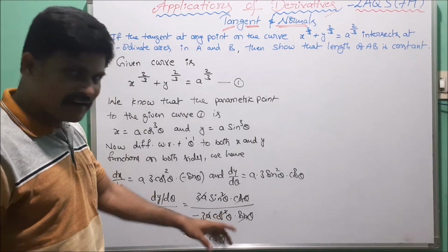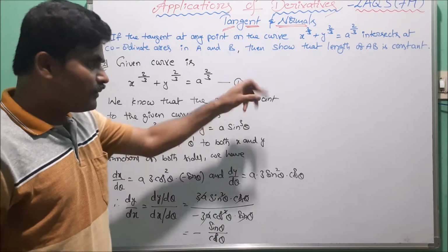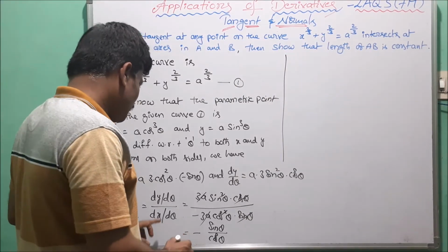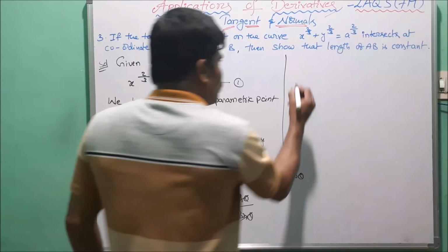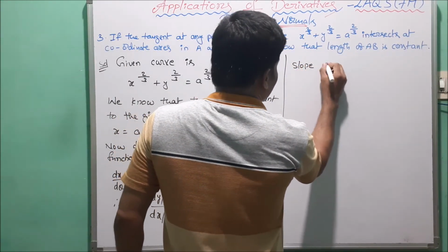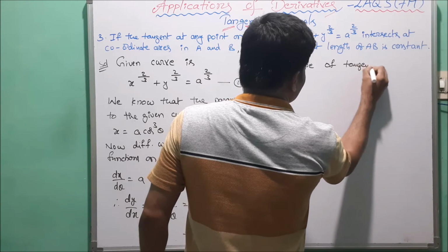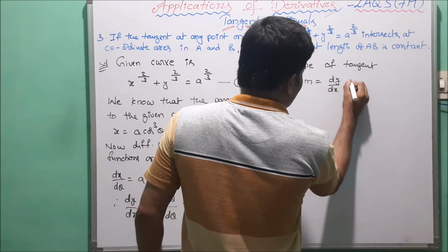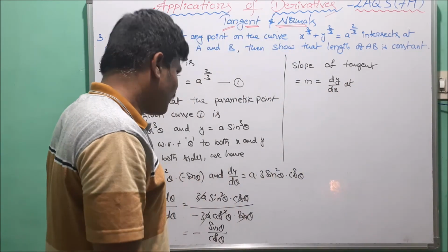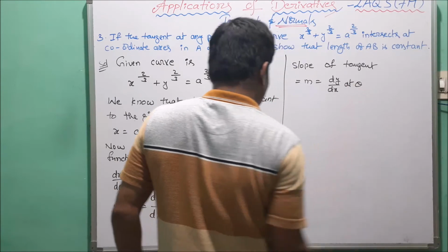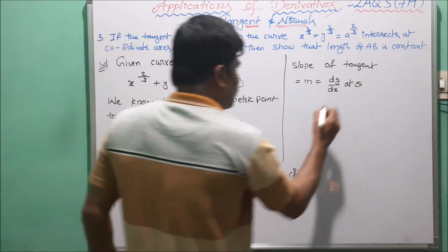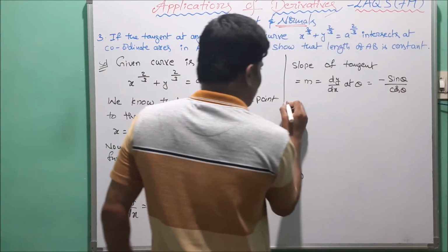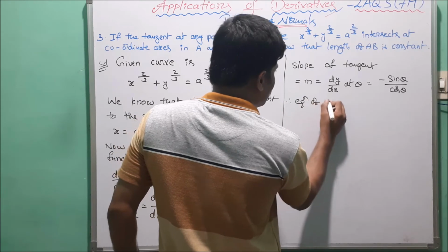Now here tan theta can be written as sin by cos in the equation of the tangent. Now to find the slope of the tangent, slope of tangent equals m. That means dy by dx at theta, that is minus sin theta by cos theta. So which is clear. Now the equation of the tangent.